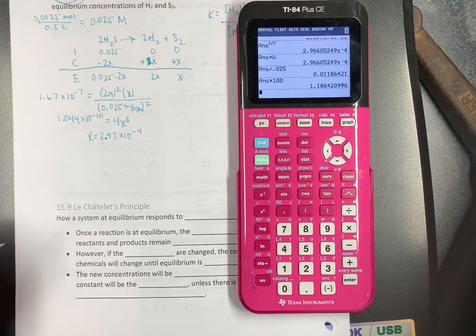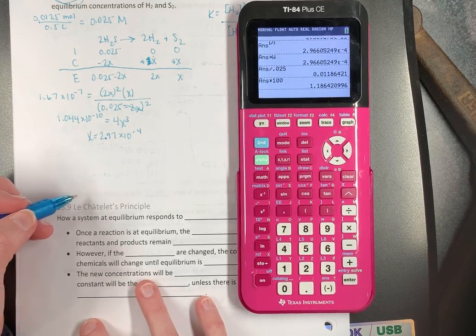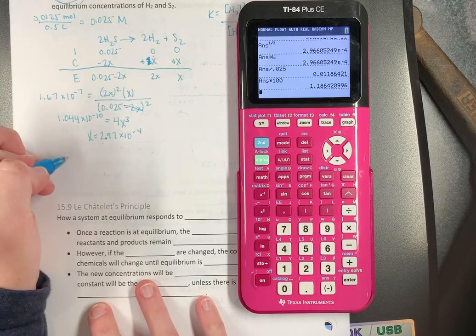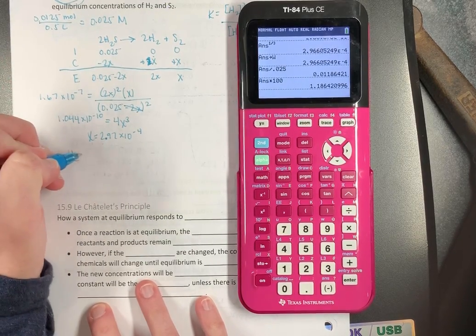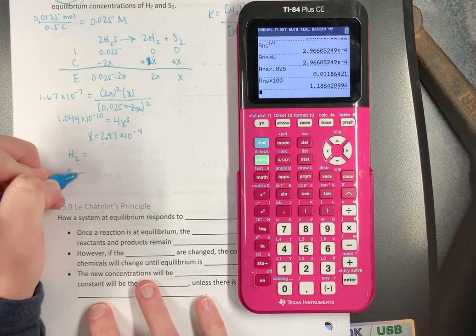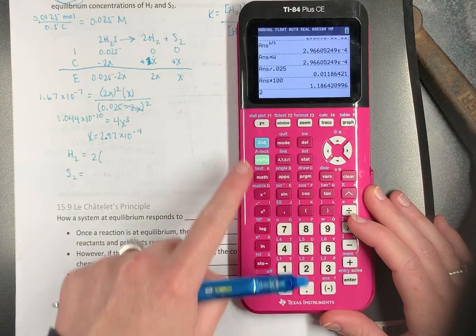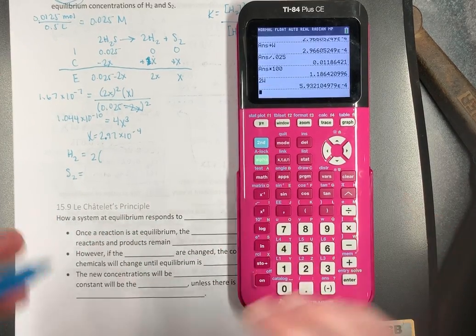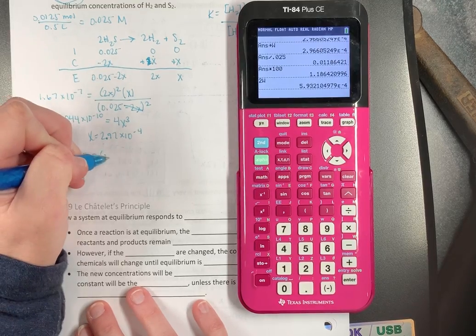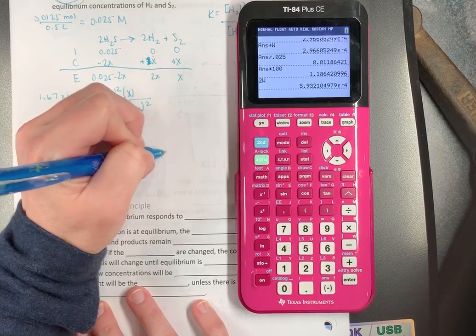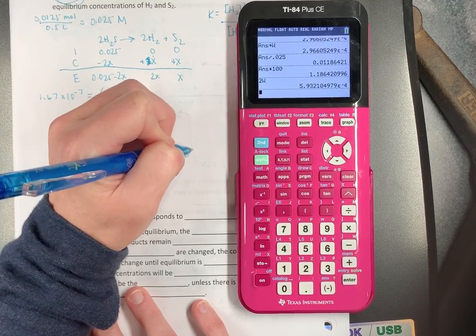If you don't want to use the approximation, go for it. Work out the hard math. It's not going to matter. So, this doesn't even ask for the equilibrium concentration of H2S. It only asks us for H2 and S2. So H2 is 2 times that. So 2, what did I store as W? 2.97 times 10 to the negative 4th. So that's 5.93 times 10 to the negative 4th.